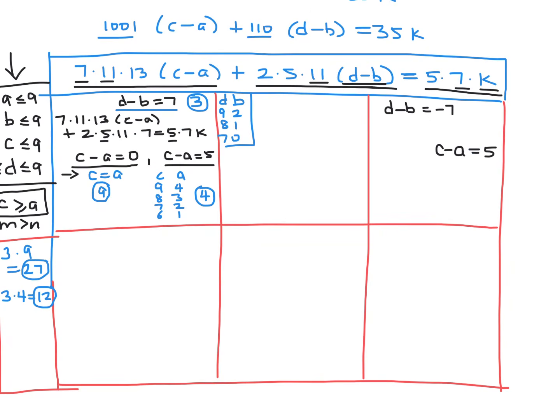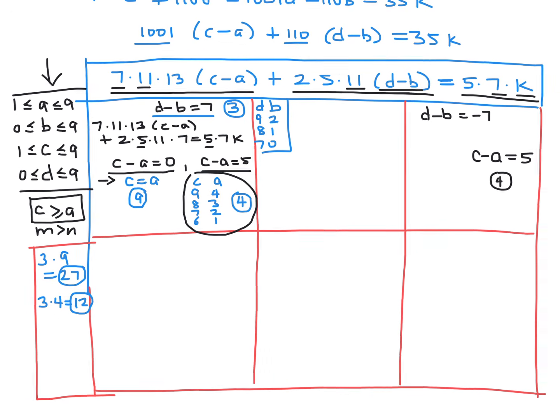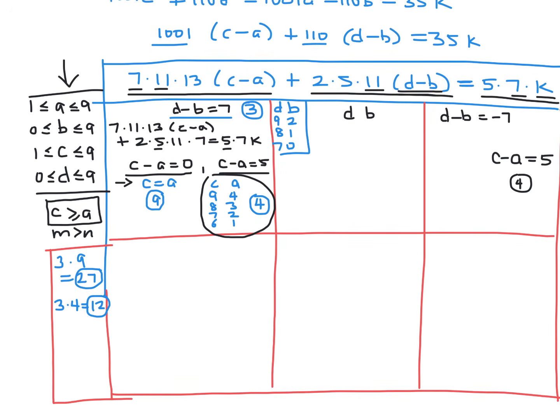Okay, getting back to this guy, the C minus A equal to 5, we already did over here. So there's 4 possibilities of making that. And then D minus B equal to minus 7. How many ways are there of doing that? Well, let's make a little table here. D and B, and we want D minus B equal to minus 7. So how many ways can we do that? 0 and 7, 1 and 8, and then 2 and 9. I think that's it. So there's 3 ways of doing that.